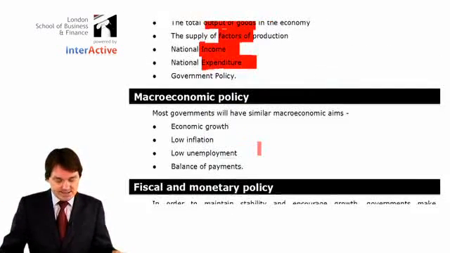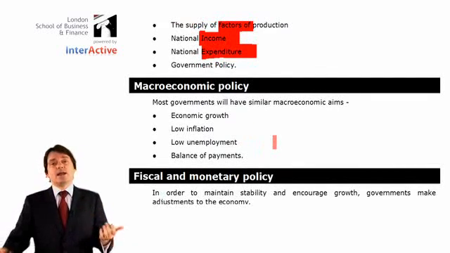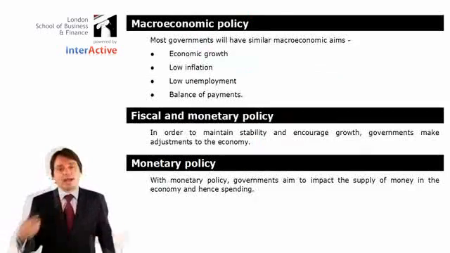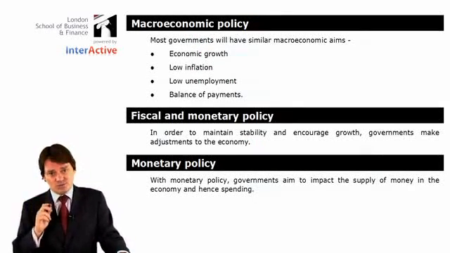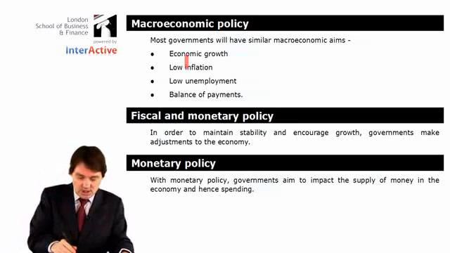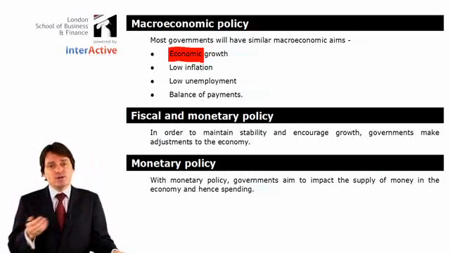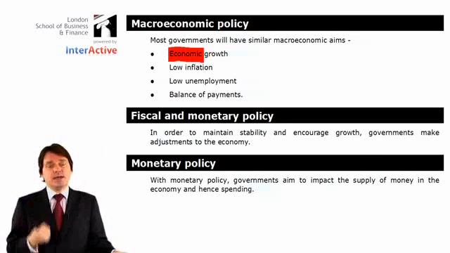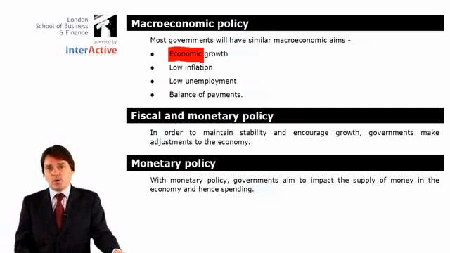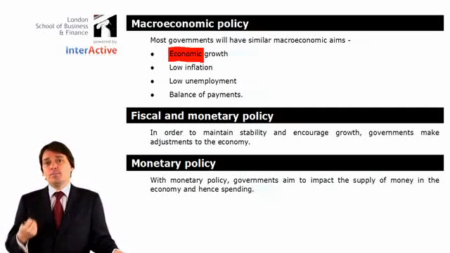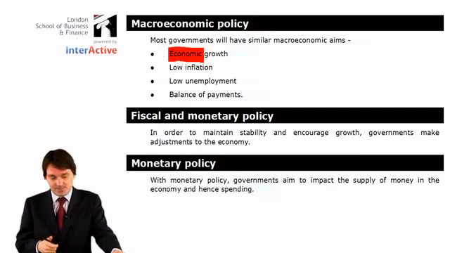Finally, a big thing is going to be government policy. So are they trying to expand? What exactly are they trying to do? Macroeconomic policy. Most countries are trying to achieve similar things. They want the economy to grow. The economy growing basically means that people become wealthier. So when we're talking about the economy that's growing, we mean people will have more money. They'll have better standards of living. That's what we tend to be talking about.